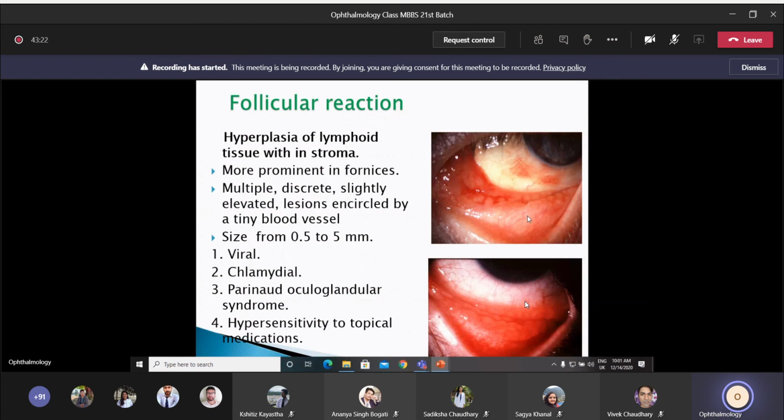Okay, and the size is important, and always remember they are wide, discrete, elevated, and they are surrounded by blood vessels, mainly in trachoma and viral conditions.